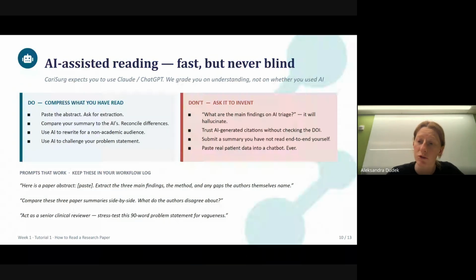That being said, we want you to be smart and critical with how you're using AI. Some ways that you can use it effectively is more as a compression of what you have read. So ask it to extract some of those answers to those 4 questions so that it can find those answers within the paper more quickly than you might be able to yourself. That might be if you're on a time constraint or if you just want to be more efficient.